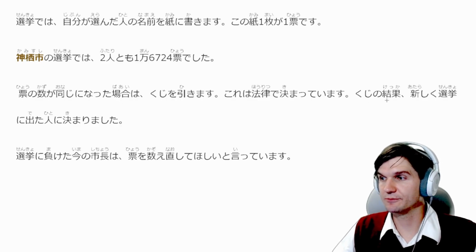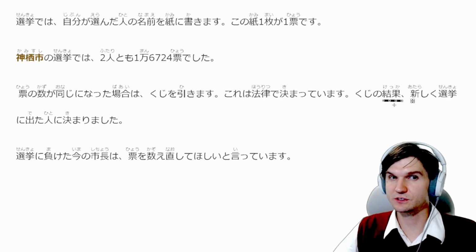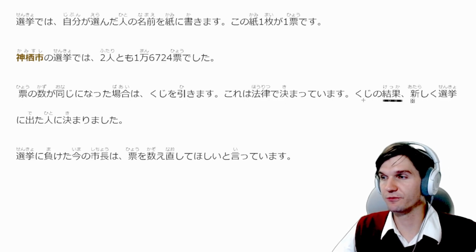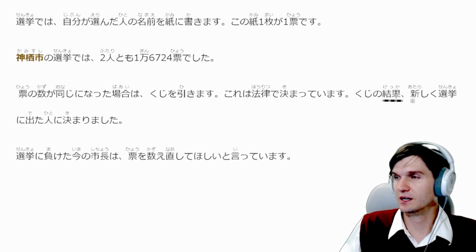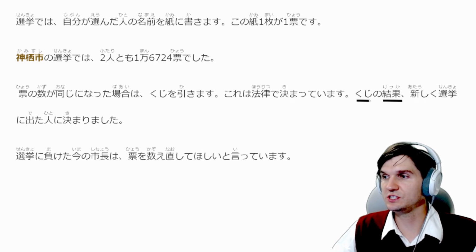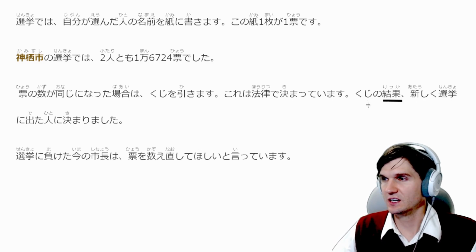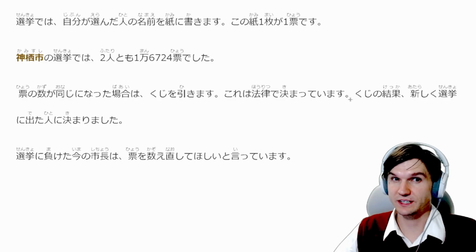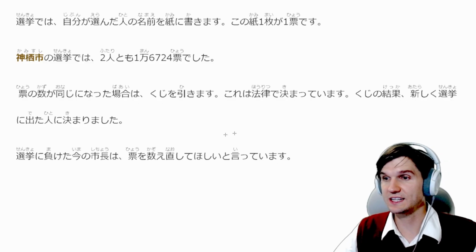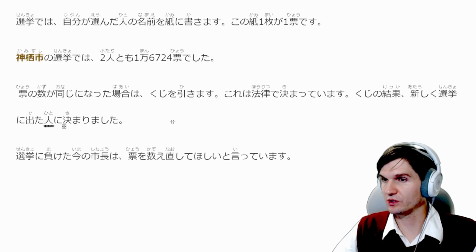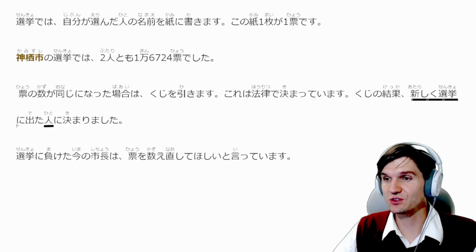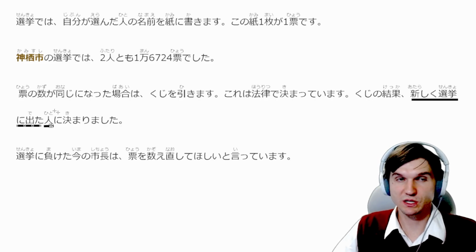くじの結果. So we have 結果 here, which is a result. You can attach all sorts of nouns to this or verbs as well, mostly in the past tense, as a result of this thing happening. But here we have the noun くじ, which is the random selection. So as a result of the random selection, 新しく選挙に出た人. So we have a noun here being described with this. So 人 being our person. 新しく選挙に出た人. So what kind of person are we dealing with?